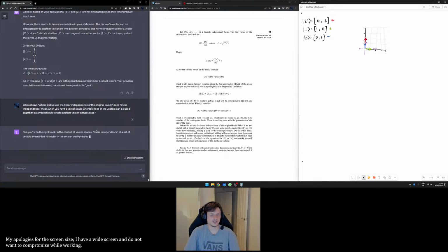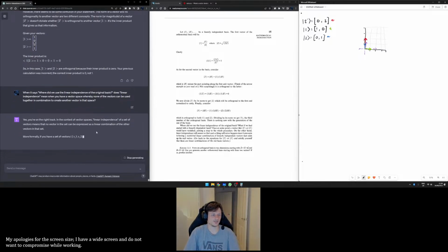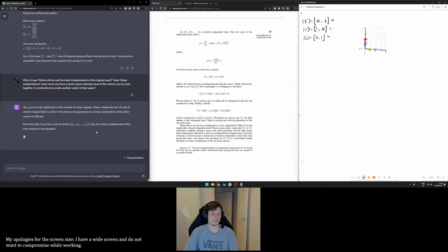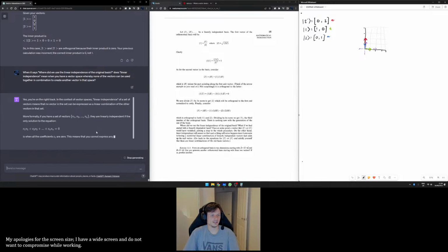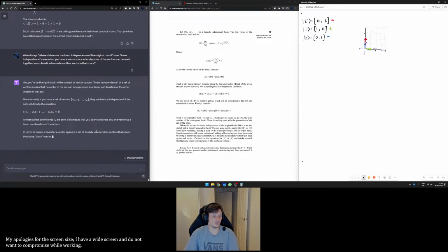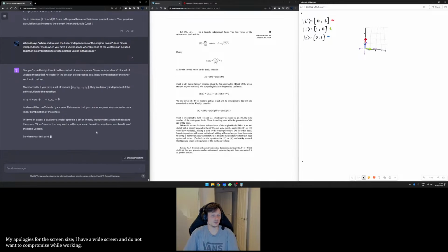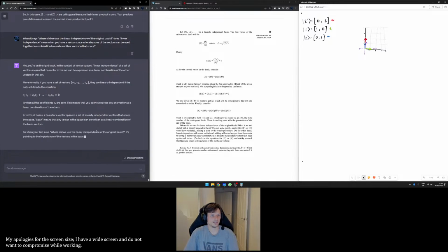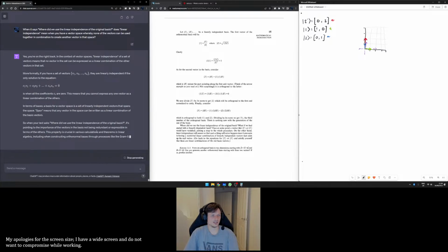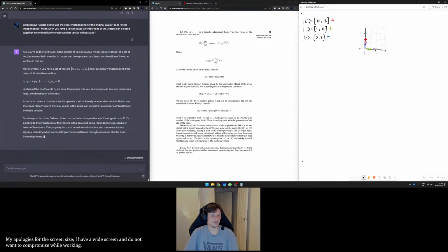You're on the right track. In the context of vector space, linear independence of a set of vectors means that no vector in the set can be expressed as a linear combination of the other vectors in that set. More formally, if you have a set of vectors, they are linearly independent if the only solution to the equation is when all the coefficients ci are 0. This means you cannot express any one vector as a linear combination of the others. In terms of bases, a basis for a vector space is a set of linearly independent vectors that spans the space. Span means that any vector in the space can be written as a linear combination of the basis vectors.